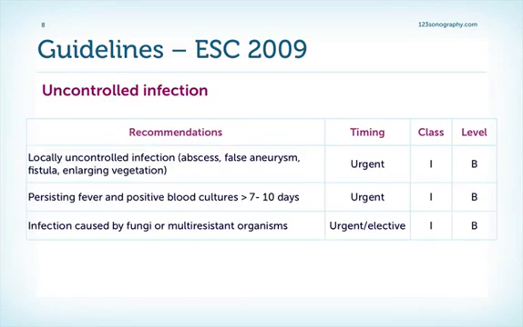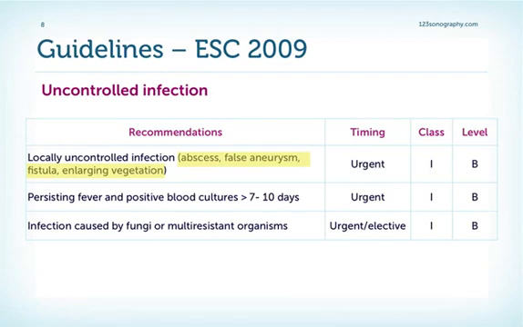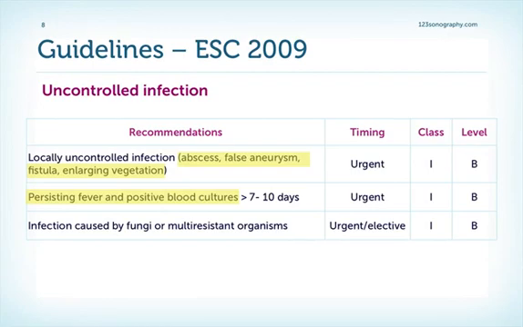The second group is comprised of those patients who have uncontrolled infection, either locally, in other words, abscess formation, pseudoaneurysms, fistulous communications, or enlarging vegetations, or those who have persistent fever and positive blood cultures for more than 7 to 10 days, or those patients who have a very pathogenic bug such as fungi or multi-resistant organisms.